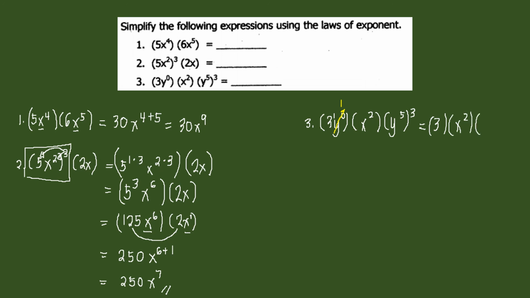If I look at here, y to the 5th, raised to the 3rd power, that means I have to multiply 5 and 3. I will copy y and then multiply 5 and 3, and that would give me 15. And from there, I can now multiply. So 3, there's no other number here or numerical coefficient, so I will just copy 3. There are no x's in the other expressions, so I'll just copy x squared. There are no more y's here, just y to the 15, so I will copy y to the 15. This is now our final answer. 3x squared, y to the 15.